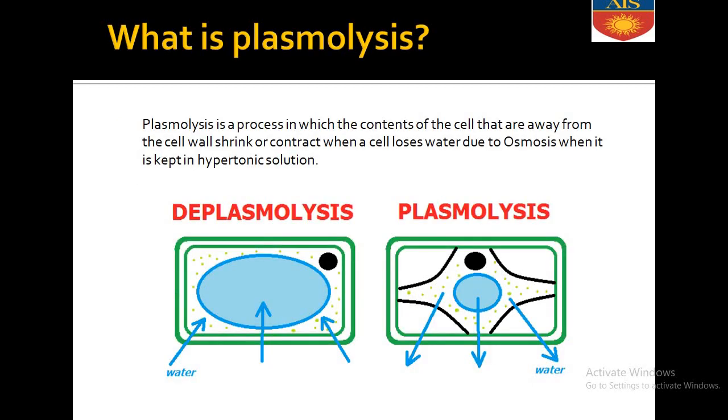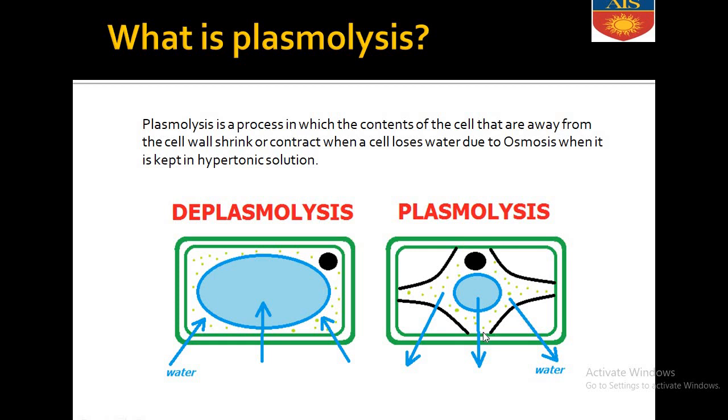Next, what is plasmolysis? Now, when you keep the cell in a hypertonic solution, the cell content shrinks. What is a hypertonic solution? One in which the solute concentration is more. I have given you the example of cucumber. In that case, when we mixed it with salt, that is a hypertonic solution. What do we observe? That the cell, that means the cucumber, has released water.